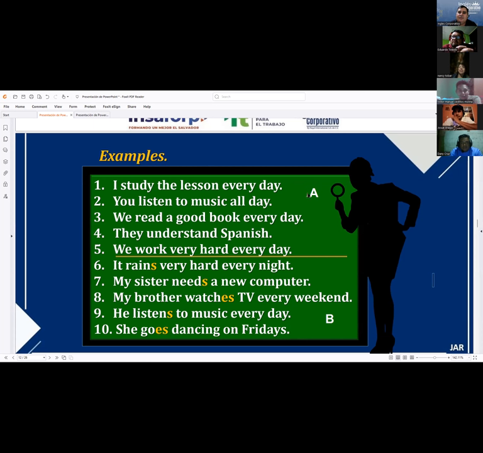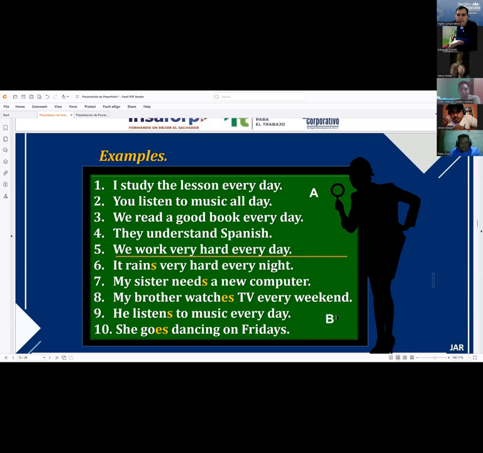I study the lesson every day. You listen to music all day. We read a good book every day. They understand Spanish. They understand Spanish. We work very hard every day. Thank you, Victor.